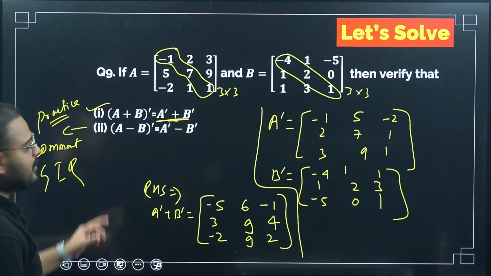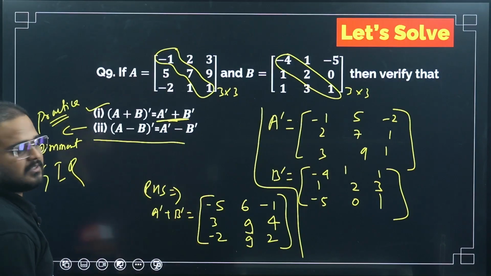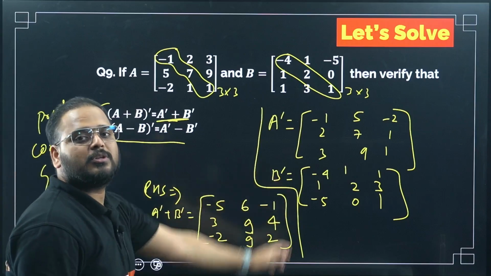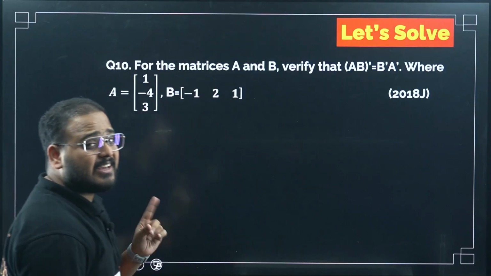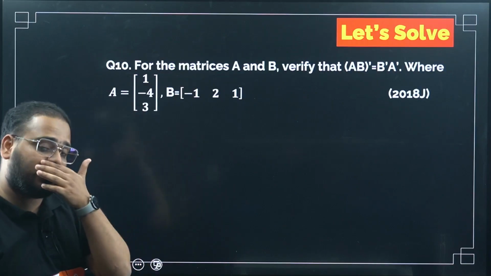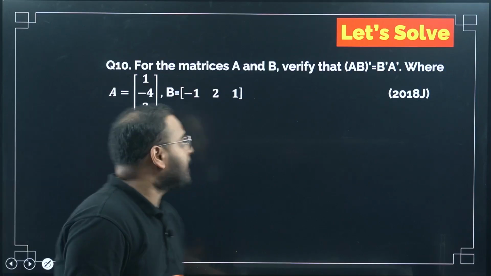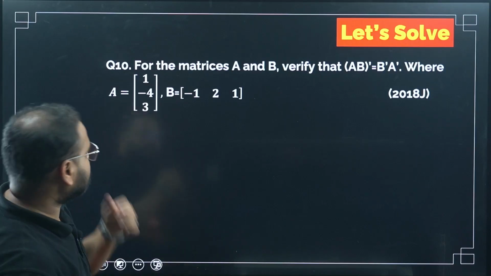Hope this is visible. Solve this part. Solve the second one. Same thing, but instead of doing addition, do the subtraction. Okay, moving on. When doing subtraction, take care of the signs. Minus and minus will become plus at times, so we take care of the signs. No problem. Now, question number 10.